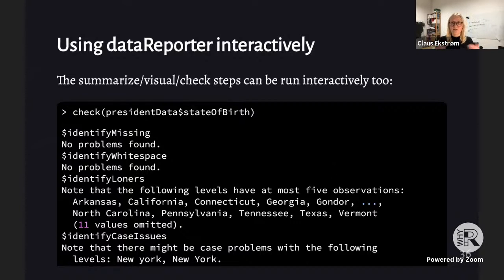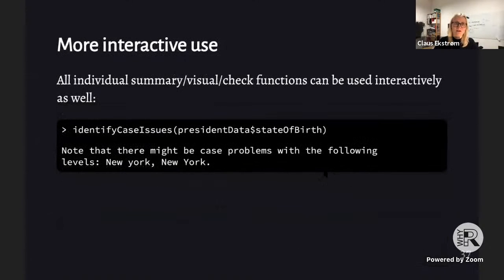So you can just sit and play around with it if you're not going to hand this over to someone else and you just want a quick overview of your data. You can also use each of the specific functions that we've implemented. So here is a check function called identify case issues that we're using on the same variable, and then it gets you this output where it says that you have this case problem that we also saw before. So this is just to show you that you can use them in a report, but you can also use them one by one if that's better for your workflow.